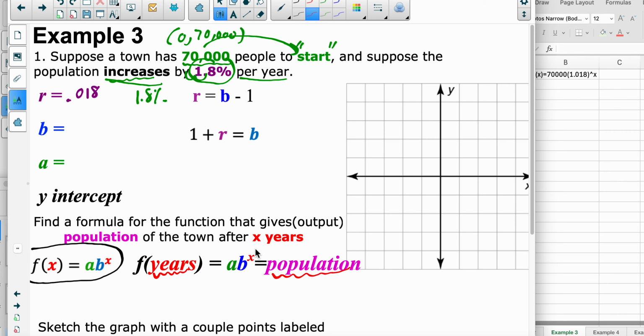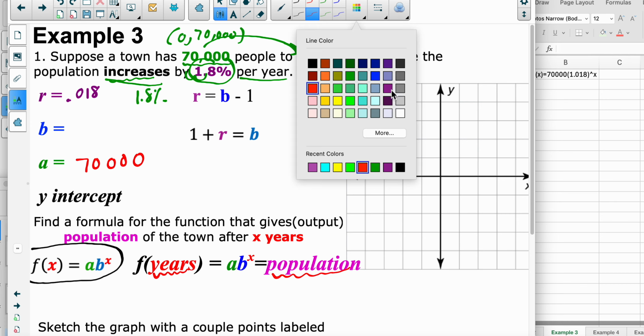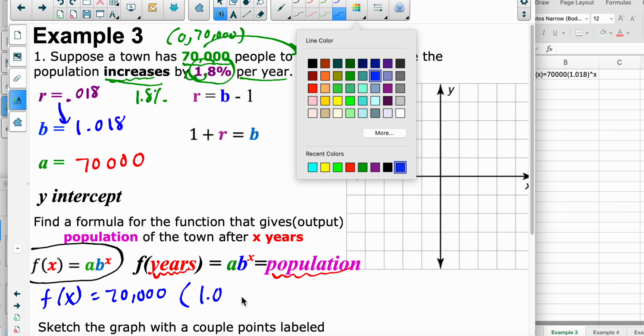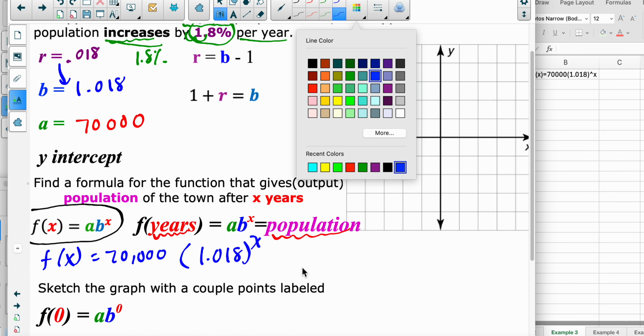If we want to find that formula, let's go back up here. We have 70,000 people to start. I'm given r. If I want to find b, I'm going to do 1 plus r. So b is 1.018. I just added 1 to r, and I can write this function. f of x is equal to 70,000 times 1.018 raised to the x, and that is going to give me an output of population.